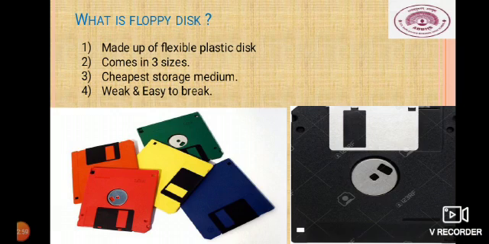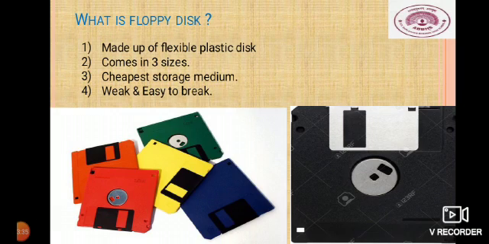A floppy disk contains data stored on its magnetic disk, and to access the data, the disk is rotated by a motor available in the disk reader, which is in the CPU. Floppy disks are generally available in 3 sizes, that is 8 inch, 5 1/4 inch and 3 1/2 inch. It is the cheapest storage medium. The read-write speed of a floppy disk is slow.